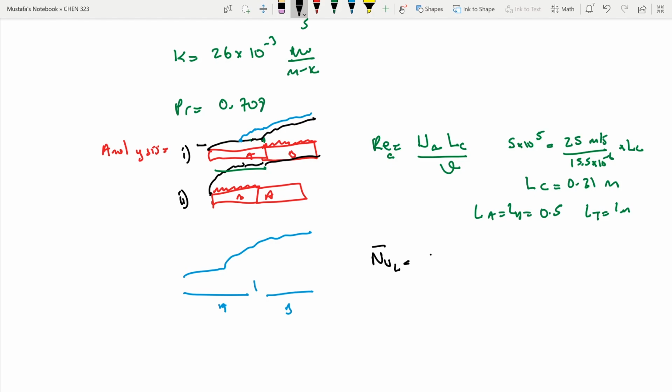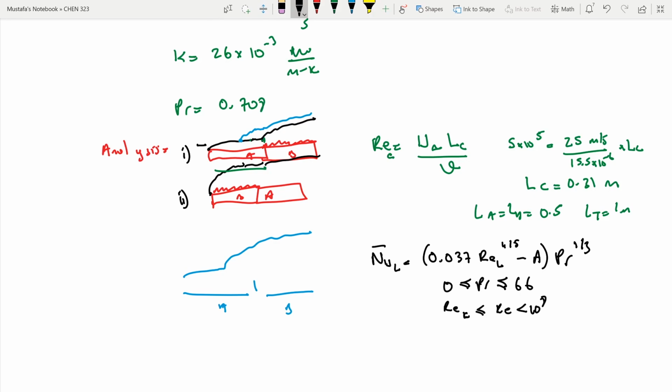So we have 0.037 times Reynolds number to the 4/5 power minus A, multiplied by Prandtl number to the 1/3 power. This equation is valid when the Prandtl number is between 0.6 and 60, and the Reynolds number is between critical and 10 to the 8.